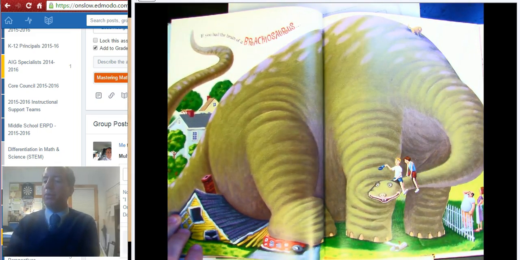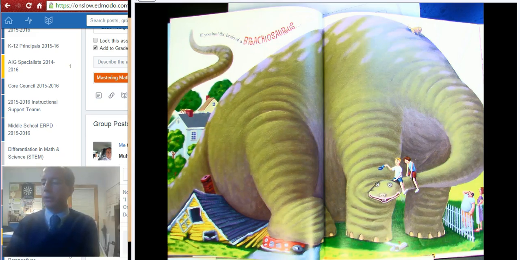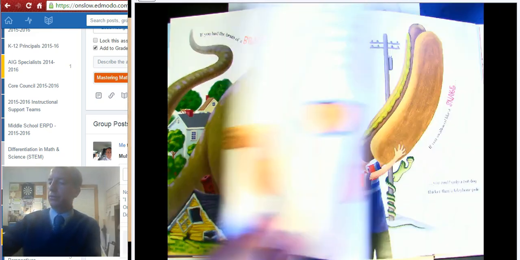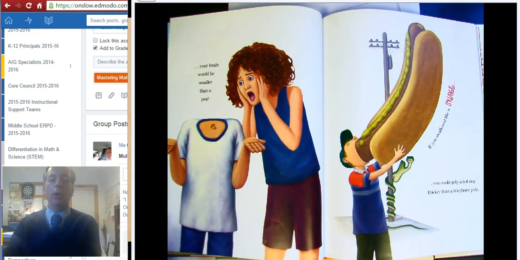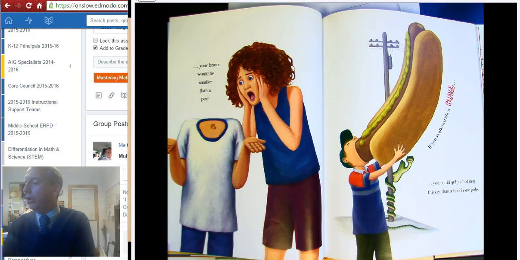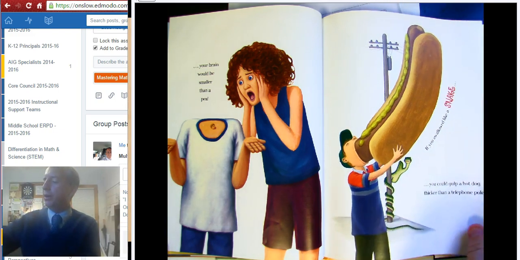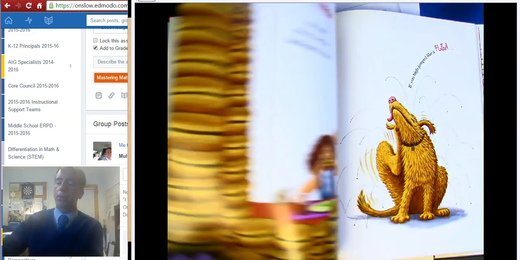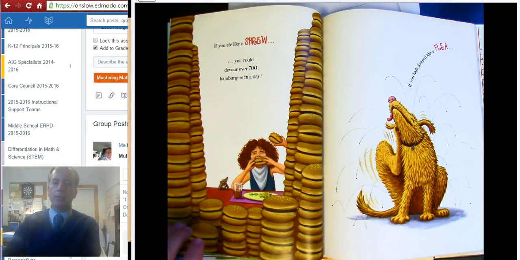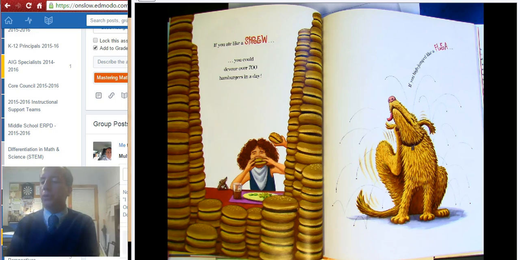If you had the brain of a brachiosaurus, your brain would be smaller than a pea. If you swallowed like a snake, you could gulp a hot dog thicker than a telephone pole. If you ate like a shrew, you could devour over 700 hamburgers in a day.